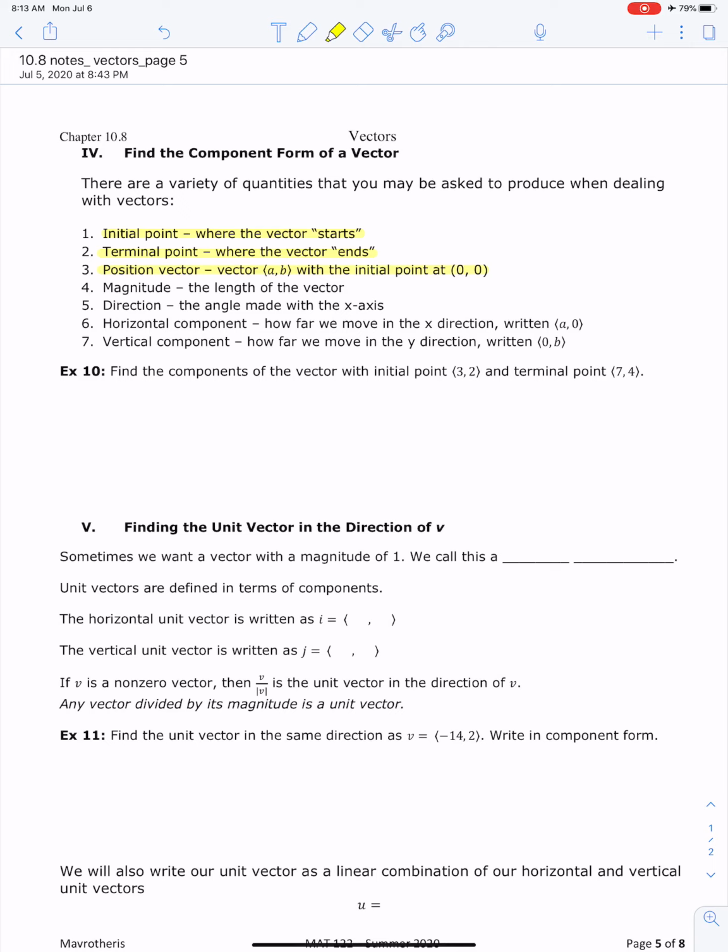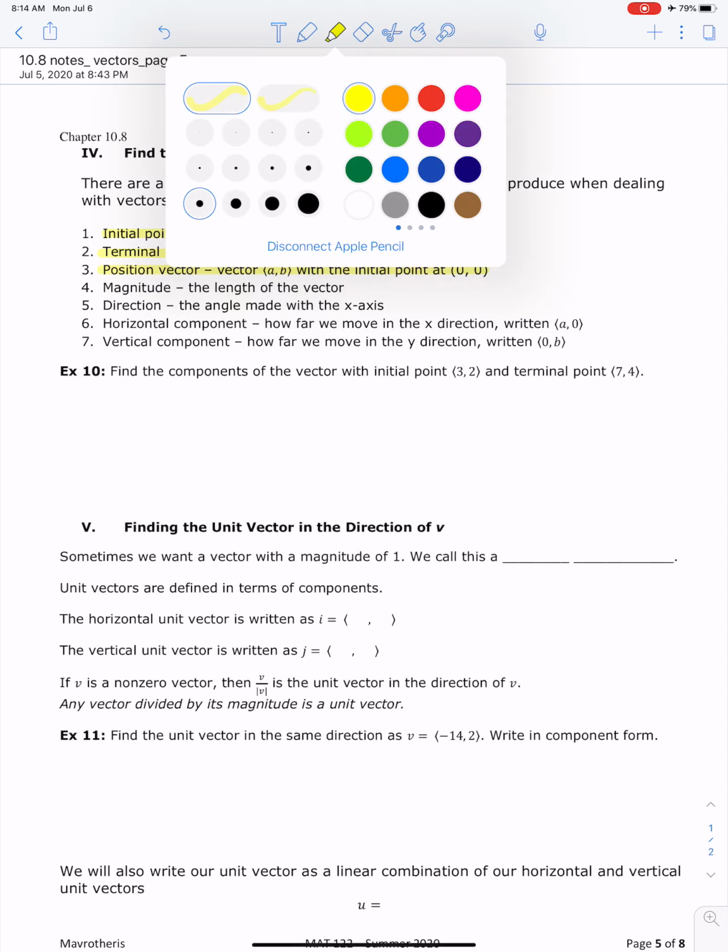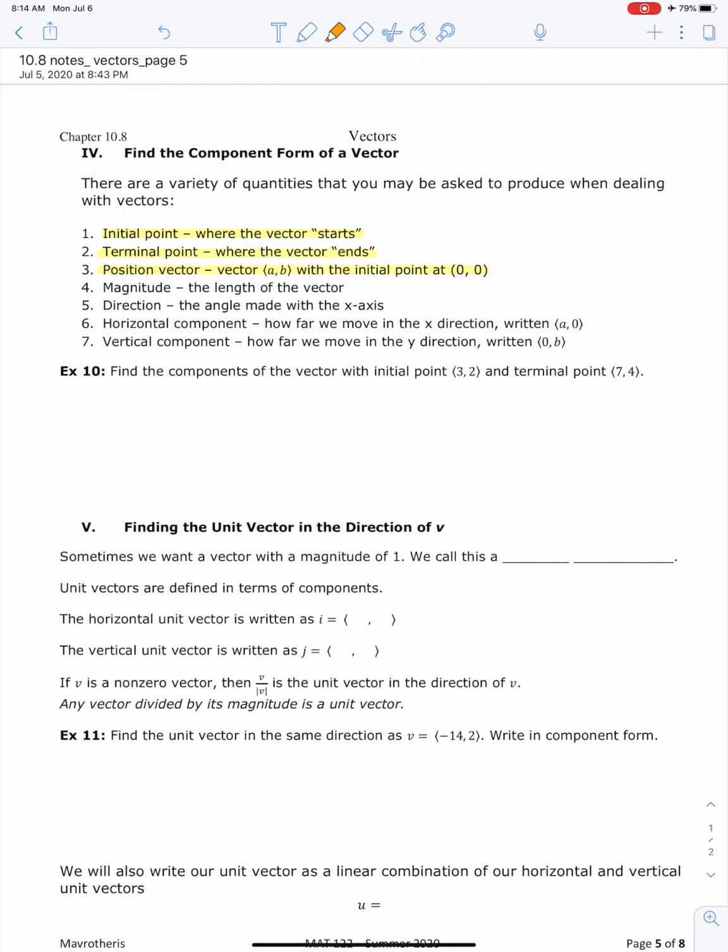We like the position vector when it starts at 0, 0 because then we don't have to subtract component parts to figure out how long that x piece is and how long that y piece is. We also talked about the magnitude and direction. The magnitude is the size or the length of the vector, and the direction is the angle that's made with the x-axis. It tells us what direction that vector is pointing, okay?